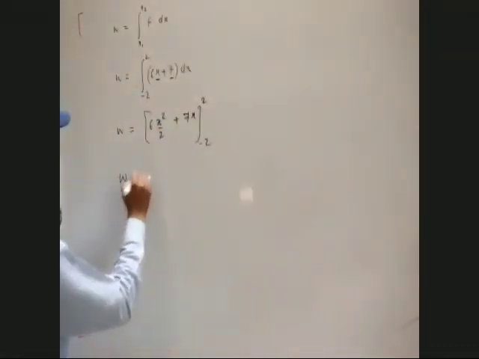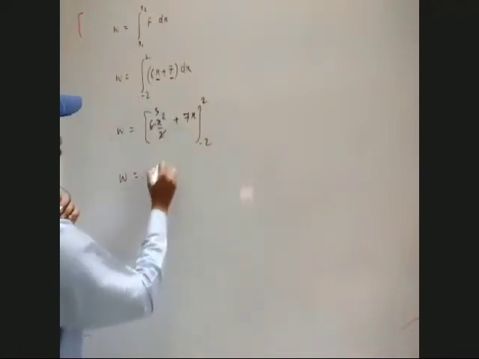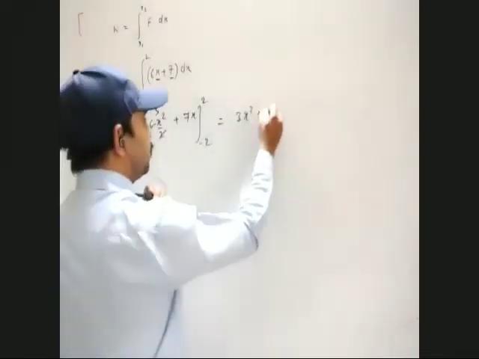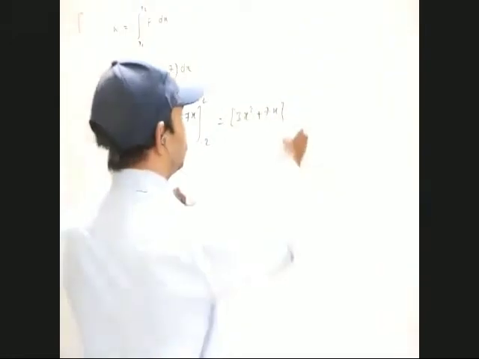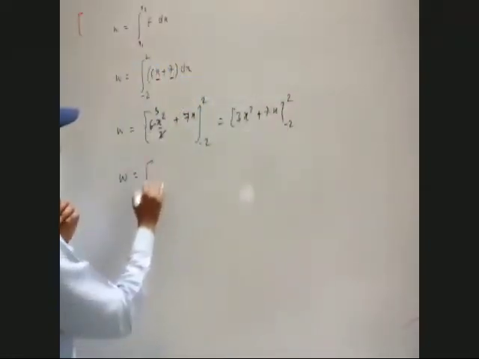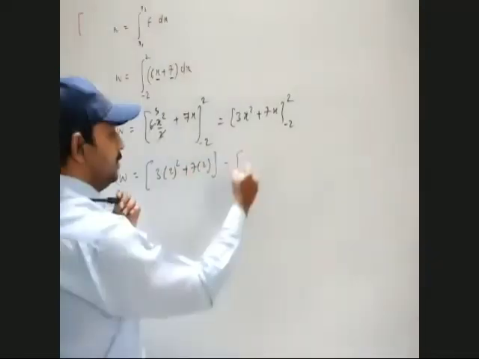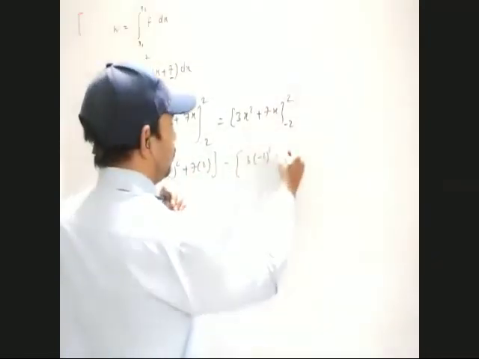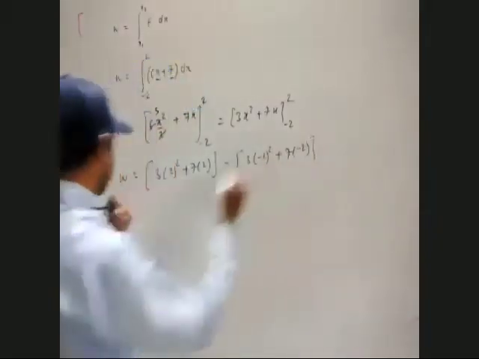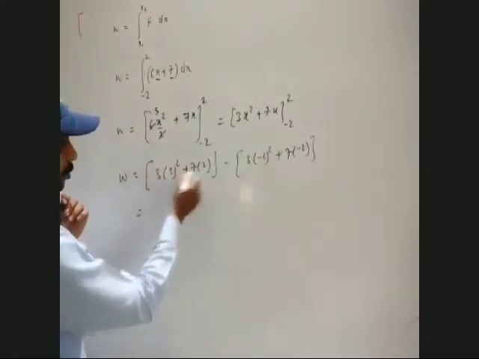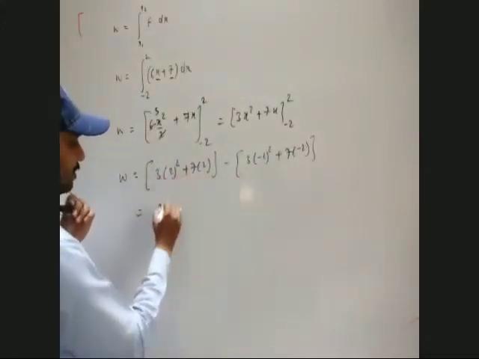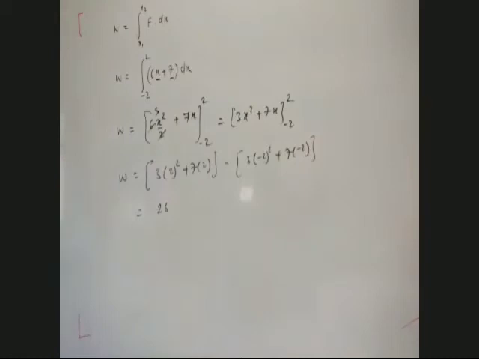So W is equal to 3x square plus 7x, with limit -2 to 2. That is 3 into 2 square plus 7 into 2, and then minus 3 into (-2) square plus 7 into (-2). Okay, solve this. 4 3s are 12 and 14, 26.